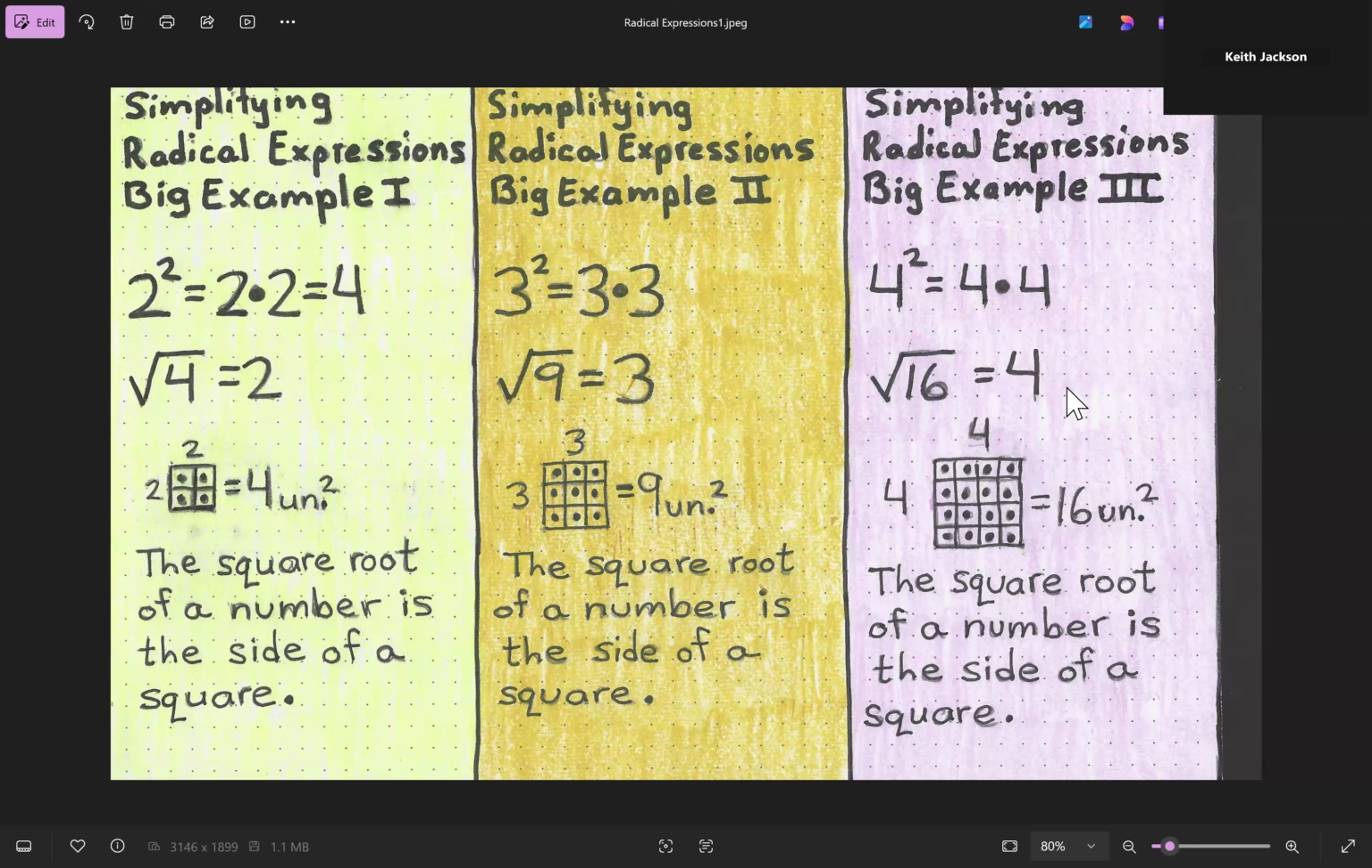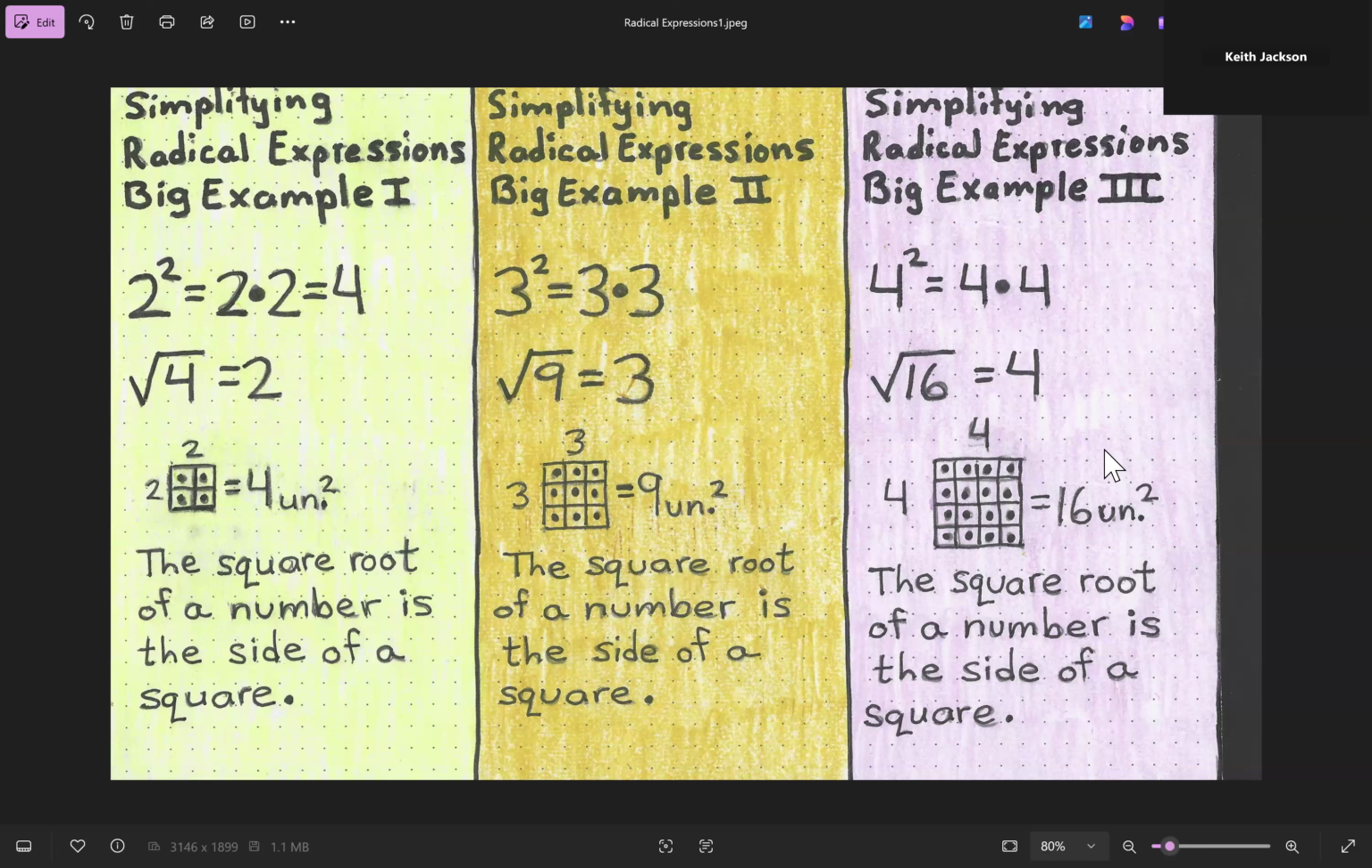And let's move on. We can carry the same logic and reasoning to our third big example, in which we have 4 squared. And we know that 4 squared is equal to 4 times 4, which is equal to 16. And of course, a 4 by 4 square will give us this right here. It will give us 16 squared units. And we can take that 16 square units and we can square root that, right? And so the square root of 16 is equal to 4. Well, how do we know? Because 4 is the number that is on the side of this square that makes 16 units squared.